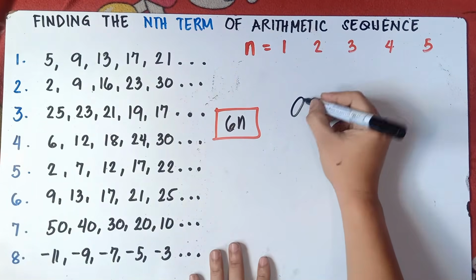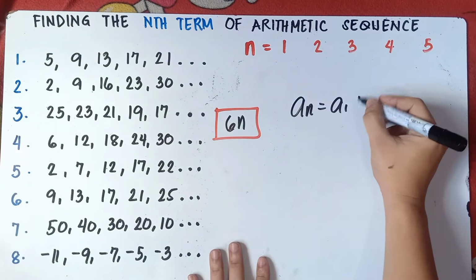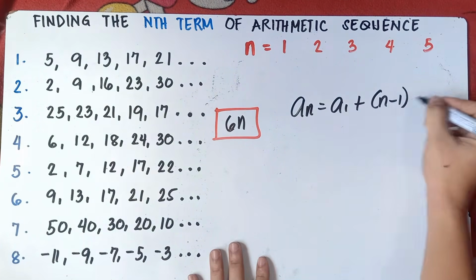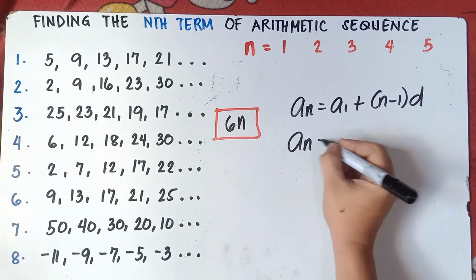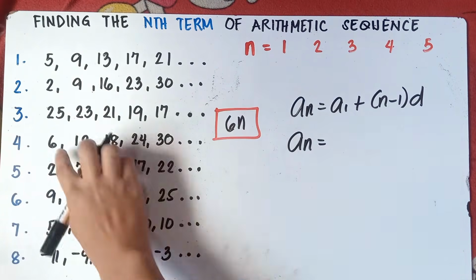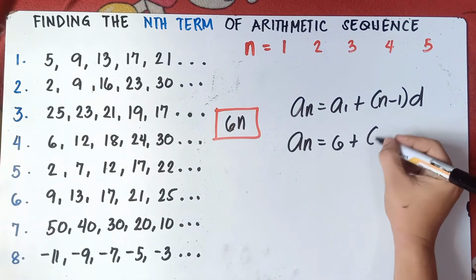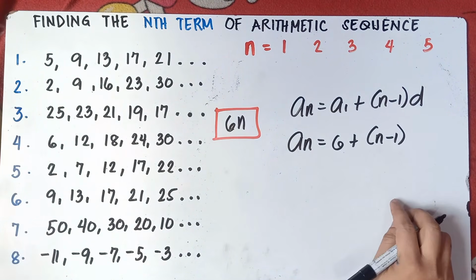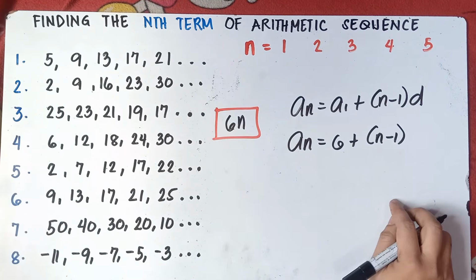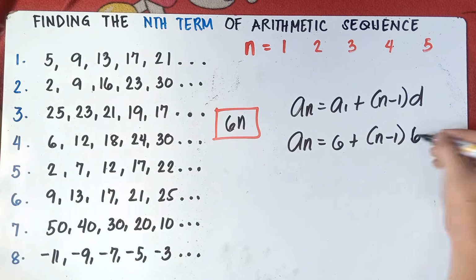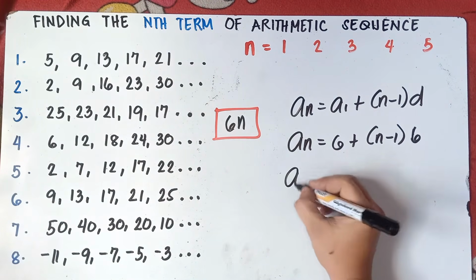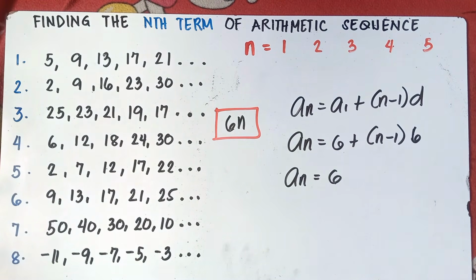So the general term equals first term plus n minus 1 times the common difference. So general term equals the first term, which is 6, plus n minus 1 times the common difference. What would be the common difference? The common difference is positive 6, or 6. So we have a sub n equals 6.